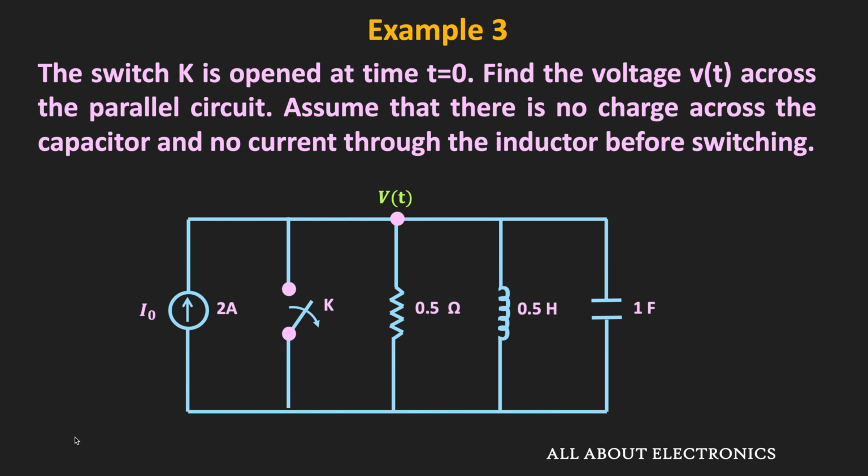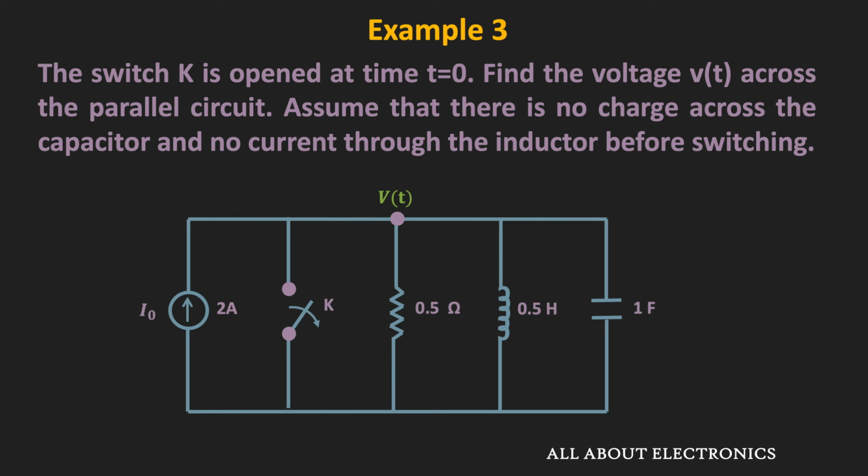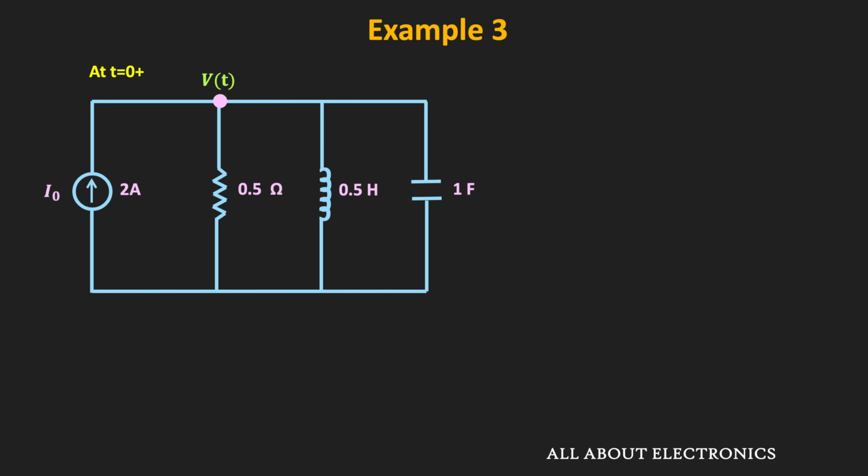So here, since the switch is opened at time t is equal to 0, this current source will get applied to the circuit at time t is equal to 0. That means at time t is equal to 0 plus, this is how the circuit will look like. So here, to find the expression of this V of t, first of all let us represent this circuit in the S domain. We have already been given that the initial condition of the circuit is 0.